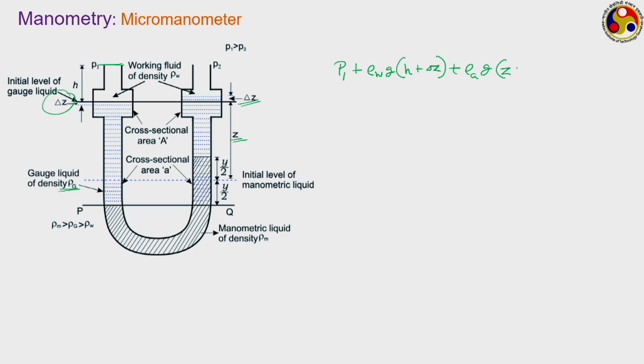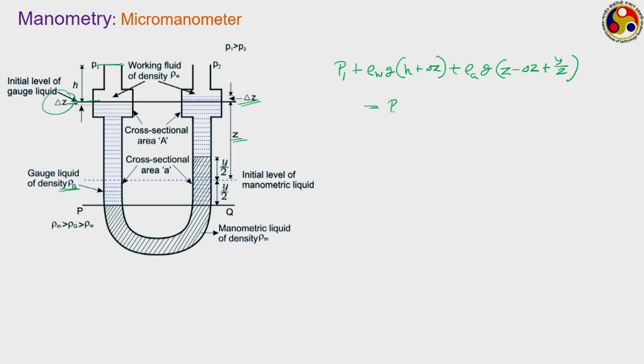There is a reduction in this, so there is a minus delta z, and a plus y by 2. So this much is the total height. See, from this point to this point it is z minus this small delta z, and now this is your y by 2. So rho g into z into this particular elevation is on the left hand side. Now what about the right hand side?